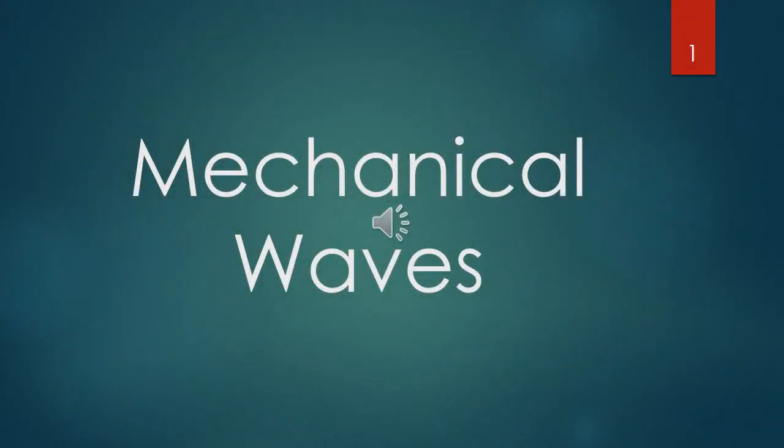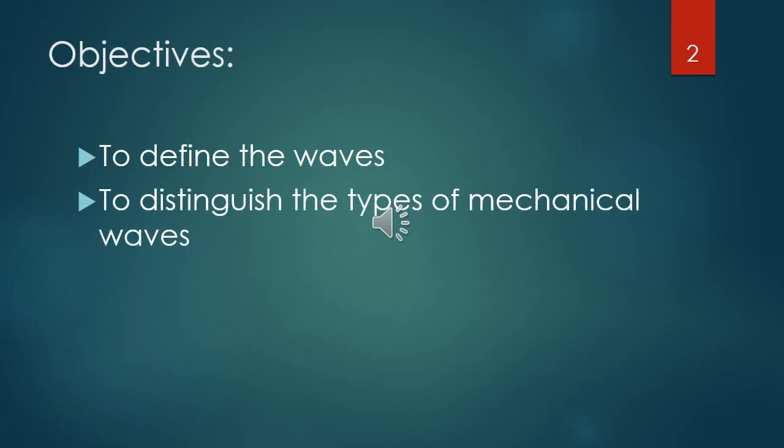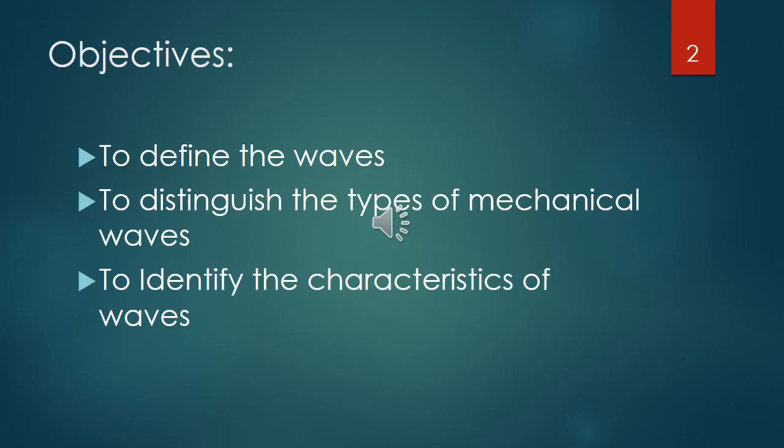In this chapter, we will talk about mechanical waves. The objectives are to define the wave, to distinguish between the types of mechanical wave, and to identify the characteristics of the wave.